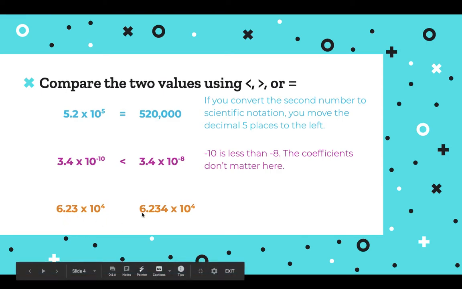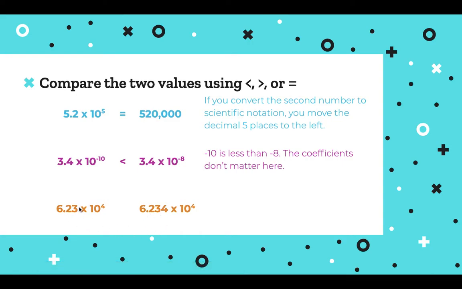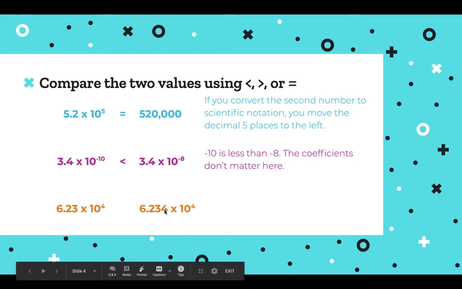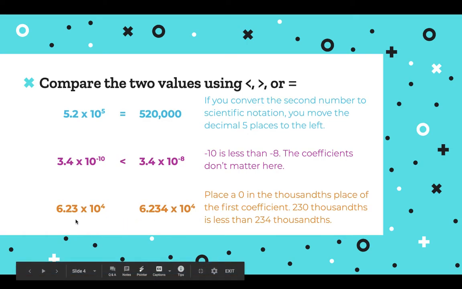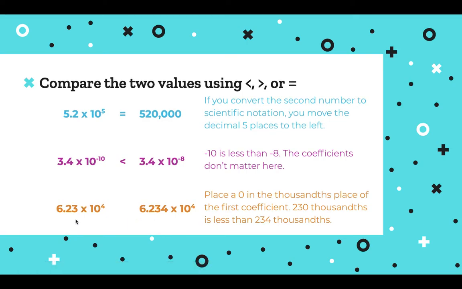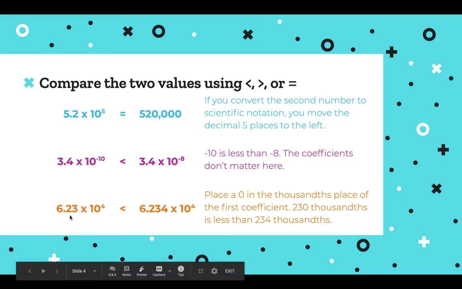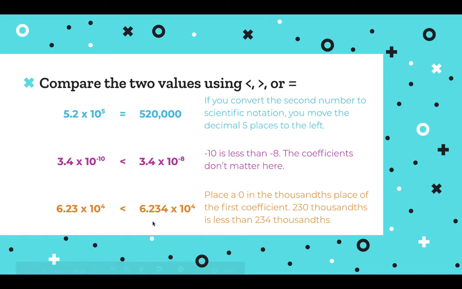We have 6, 6, 2, 2, 3, 3, and then we have nothing here, so we assume it's a 0, and we have a 4. This one, our second one, is going to be bigger. Place a 0 in that thousands place of the coefficient, so 230,000 is less than 234 thousandths. So how we'd say this, 6.23 times 10 to the fourth is less than 6.234 times 10 to the fourth. All right, I hope we're starting to get this.